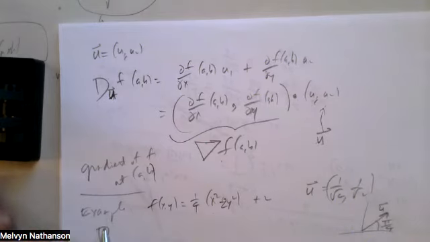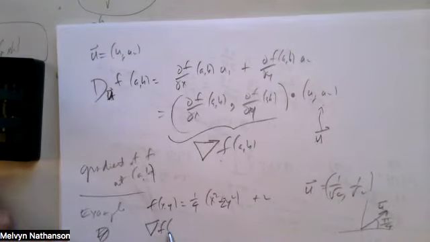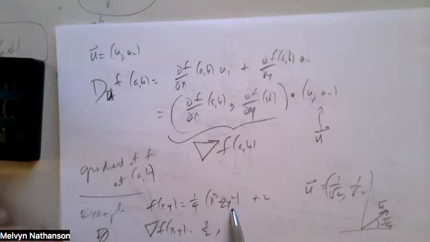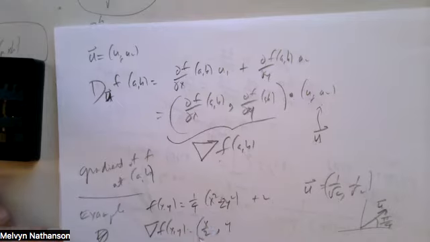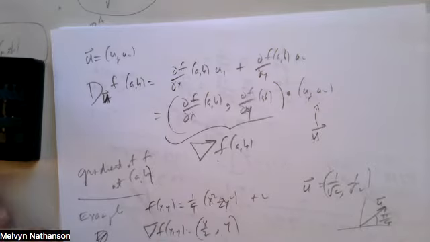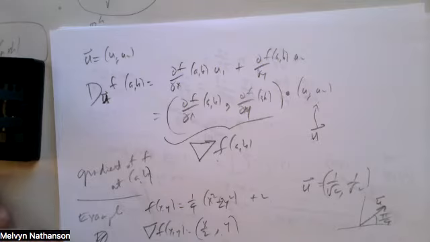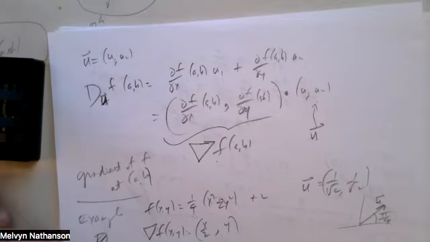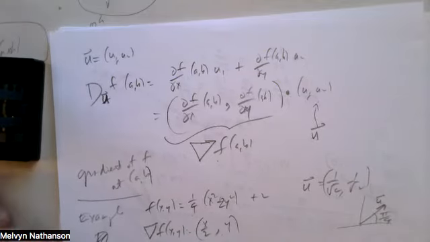So the directional derivative, and what is the gradient of f? The partial derivative with respect to x is a fourth times 2x, which is x over two. The partial derivative with respect to y is a fourth times 4y, which is y. So this is the gradient. So the directional derivative of f in the direction u at any point x, y is going to be the dot product of x over 2 and y with the vector u. And this is the vector u, 1 over root 2, 1 over root 2. So we get x over 2 root 2, y over root 2.